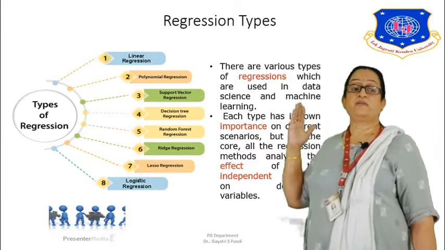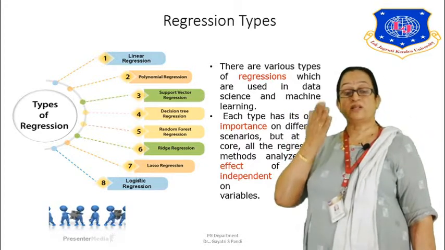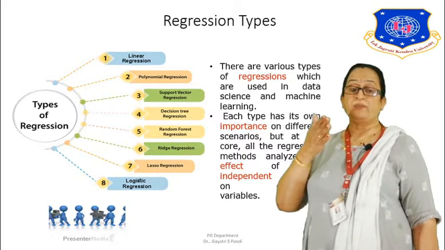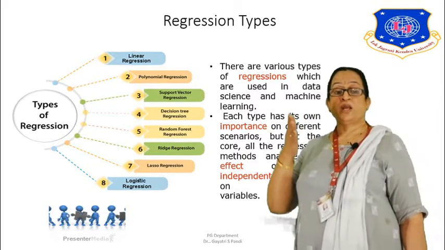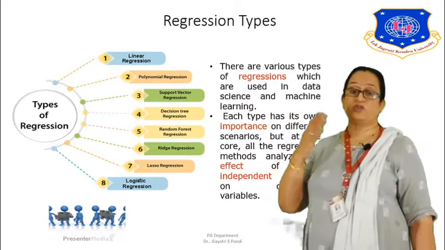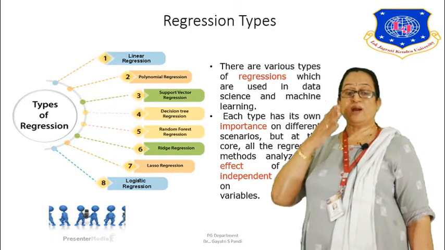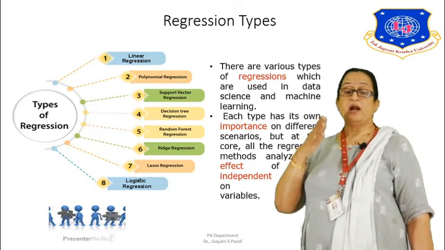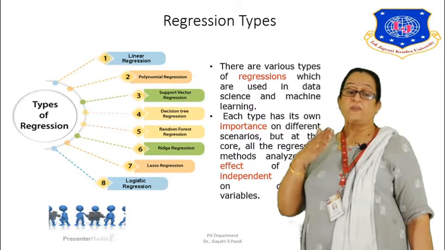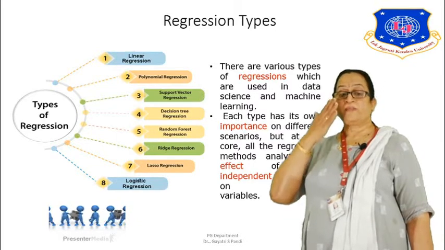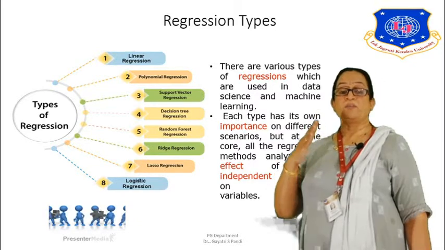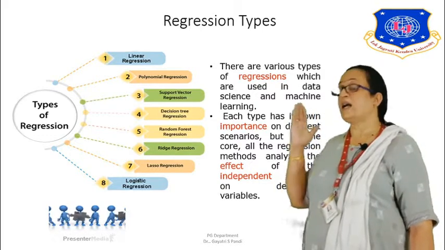Like you have the linear regression which we discussed, then you have the polynomial regression, the support vector regression, the decision tree regression which you'll be seeing in the further sessions, then the random forest regression, ridge regression, lasso regression and logistic regression. So these are various types of regressions which are used in data science and machine learning.